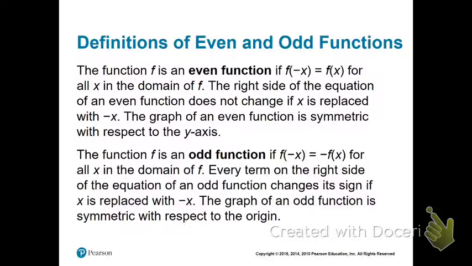So it first says here the function f is an even function if f of -x is equal to f of x for all the x in the domain of f. That means that the right side of the equation of an even function does not change if x is replaced with -x. All right, so the first thing we're going to do is plug in -x for x and simplify it.